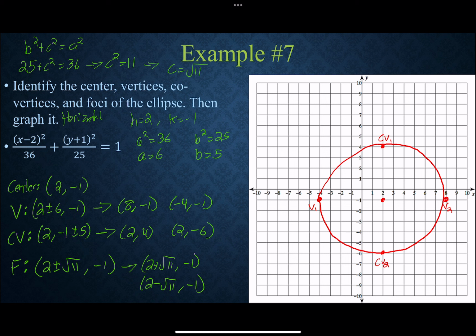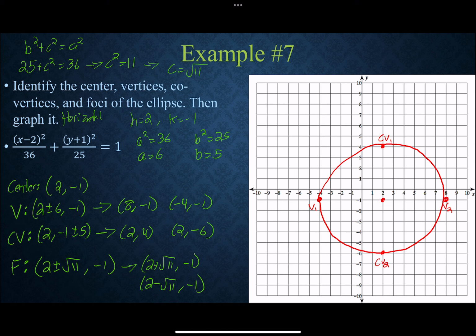You'll find that it's more circular in nature the closer in value the A and B values are, because this is telling us it is elongated horizontally, but by only a little bit versus the vertical. If A was like 9 and B was like 2, that'd be a much more drastic change, so there'd be a much more elongated shape in that case. But the closer they are together, the more circular they are. All right, so that was a horizontal ellipse.